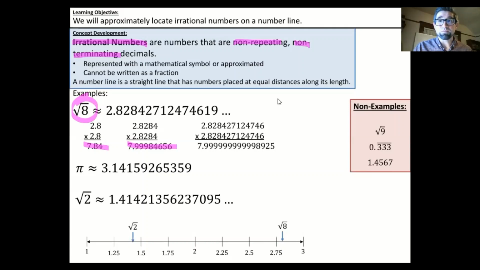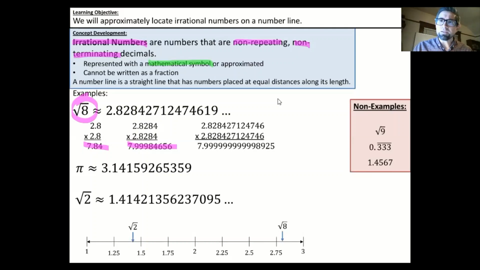This decimal, the square root of 8, will actually never repeat. There are no patterns in this number if we were to keep writing it over and over forever, and it would go on forever. There is no end. It's non-terminating. So that's actually kind of weird if you think about it. This number can't be written down because it's non-repeating and non-terminating. So that leads me to the first attribute here, which is that irrational numbers have to be represented with some sort of mathematical symbol or be approximated like we have been learning.